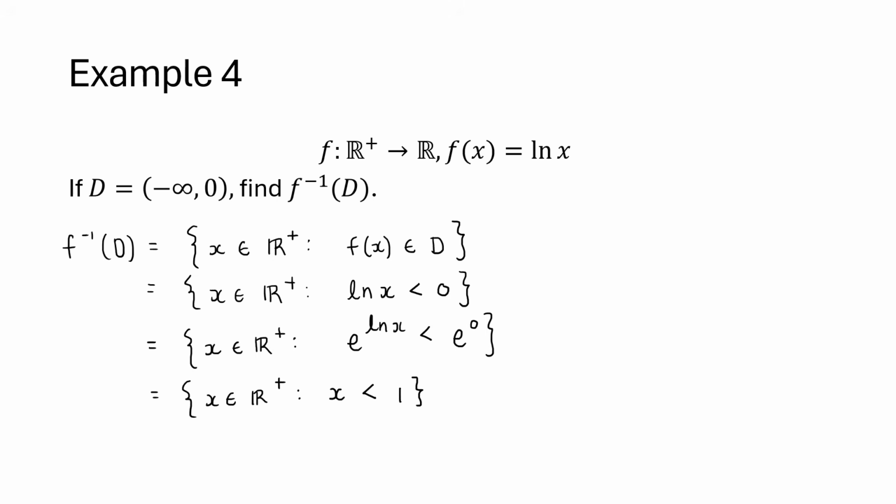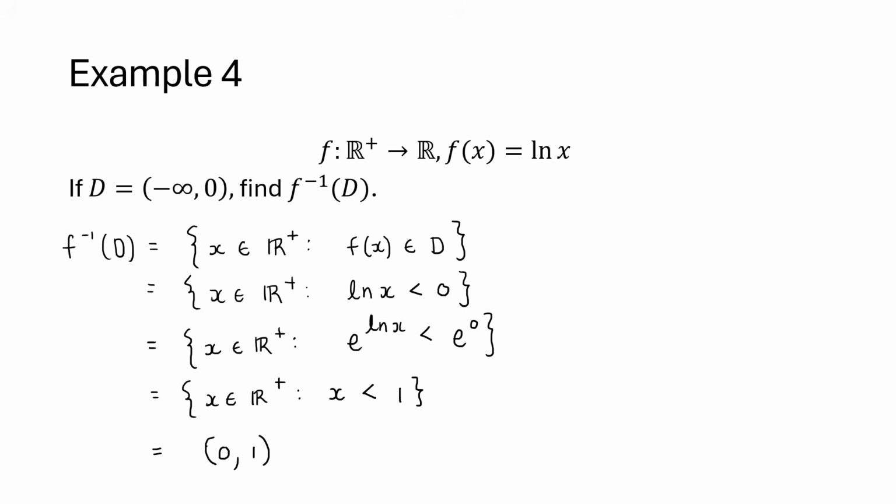Now we can describe this in terms of an interval if we like. x is not just less than 1, it must be in R plus, meaning it must be positive. So x is from 0 excluded up to 1 excluded. This is our inverse image of D.